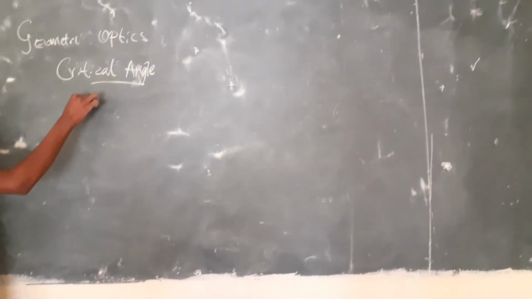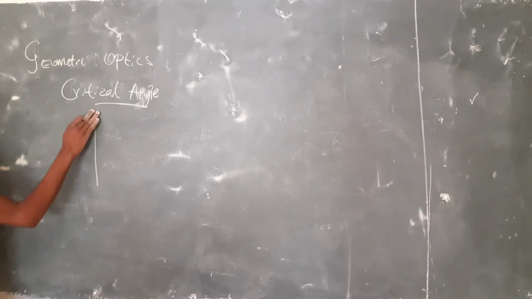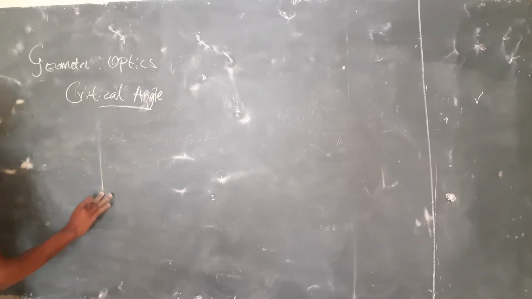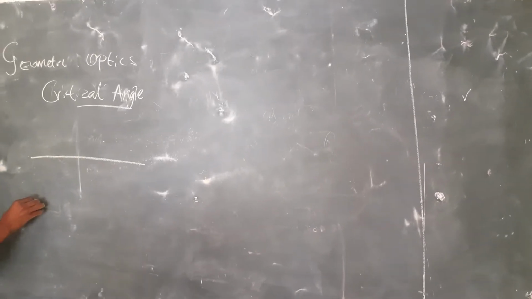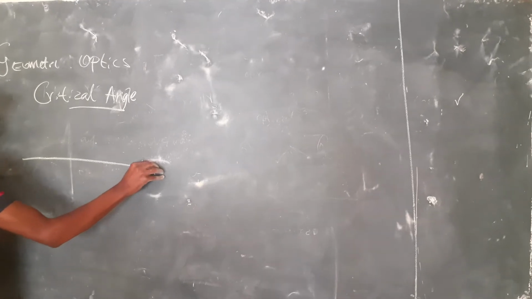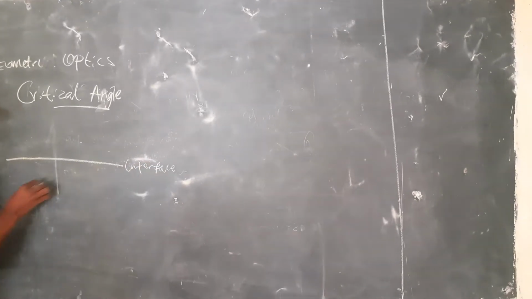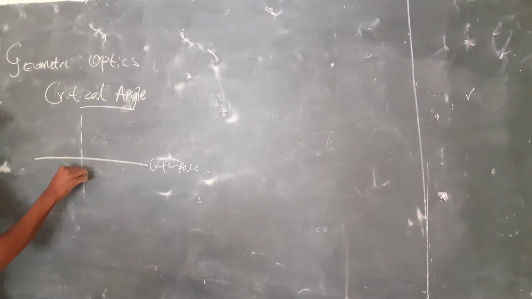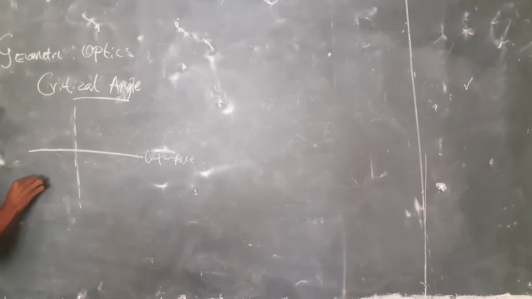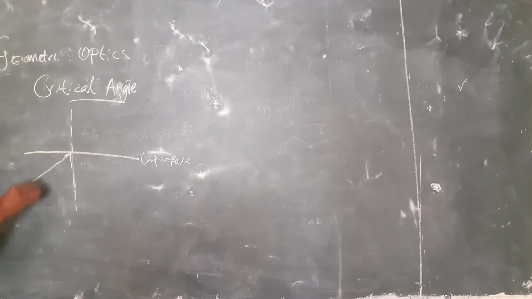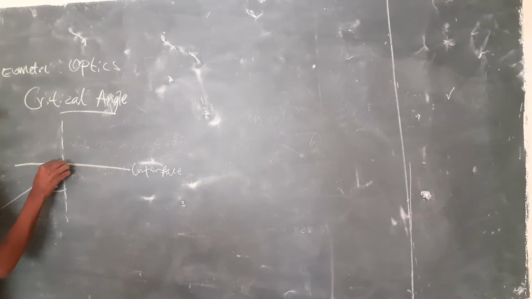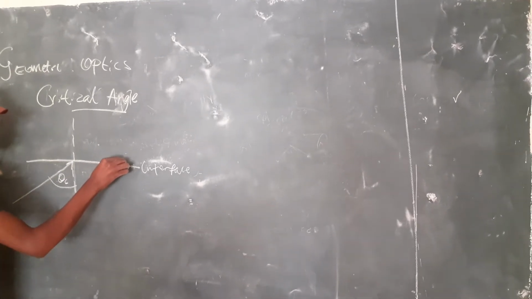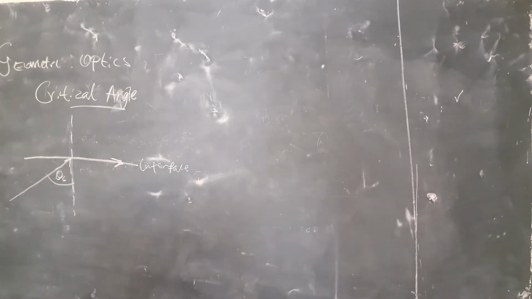So now let's show it by a diagram. A diagram is like this. Let me say this one is a medium, and then after the medium, we have an interface, and then we have our normal. And then the light is moving from here to this point. So the angle becomes a critical angle when the refracted ray lies along the boundary or the interface.